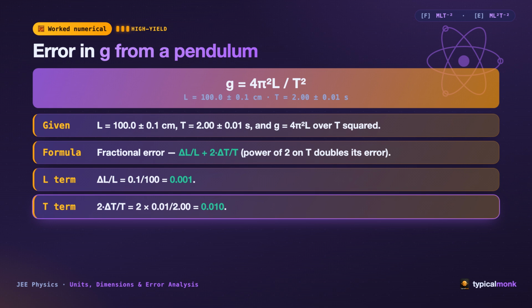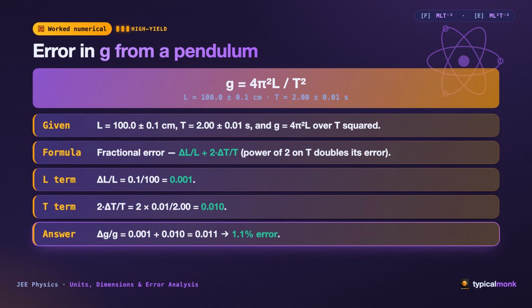Step 4. The time term. 2 times 0.01 divided by 2.00 is 0.010. Notice the time error dominates because it is doubled. Step 5. Add them. 0.001 plus 0.010 is 0.011, which is 1.1%.